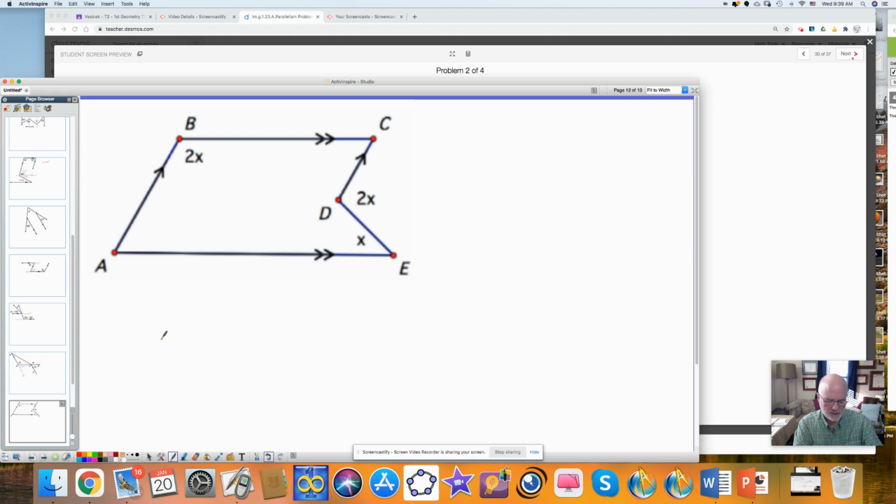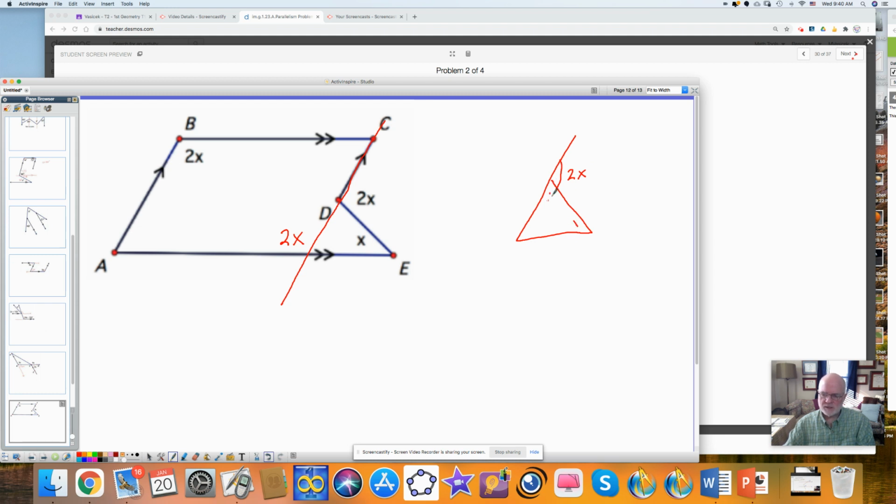This one, we might need to know something about triangles to do this. So if I extend this line, I know that the opposite angles in a parallelogram are the same. This is 2x. I also know that if this is 2x, an exterior angle of a triangle is equal to the sum. So if this is 2x, this is x.